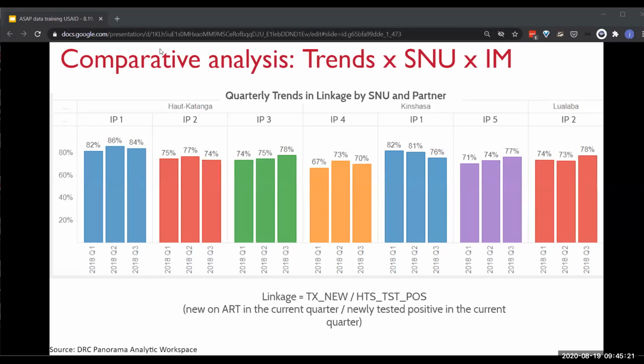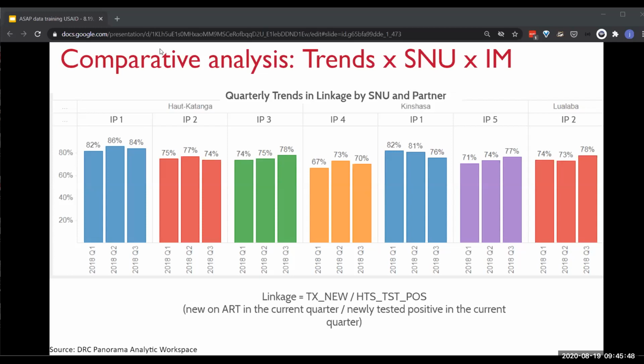So what we do is we create this indicator called linkage, which is TX_NEW divided by HTS_TST positive. And so it gives you a percentage. So you can see here in the very first column on the left-hand side, 82% of all positives also initiated on treatment. This example is using DRC. So Haut-Katanga is one of the PSNUs there. And we've got this broken down. The colors here are the different implementing partners.